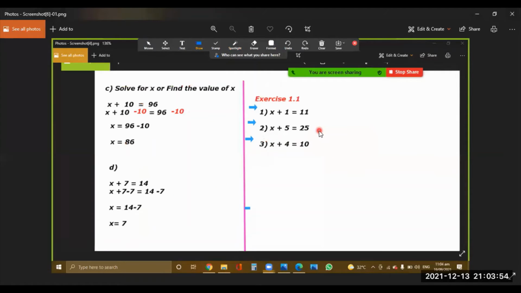So that may have been a bit confusing, so let me show you some others, right? So you have x plus 10 is equal to 96. We want to get rid of plus 10. So to get rid of plus 10, we need to minus 10 on both sides.